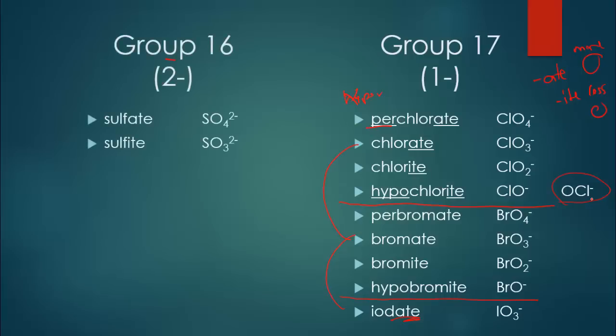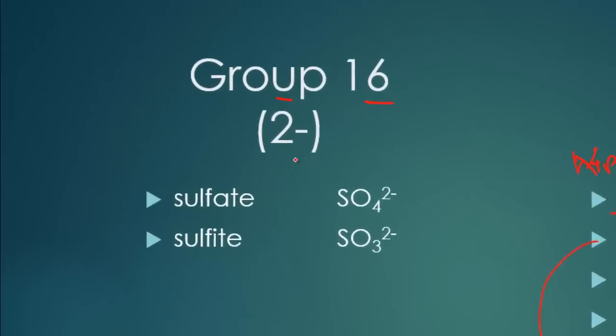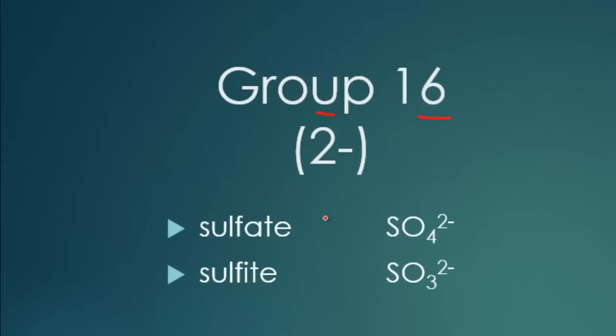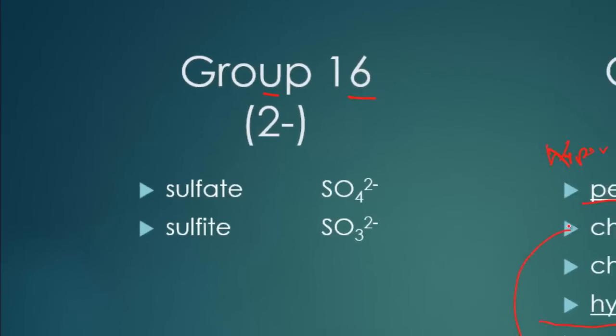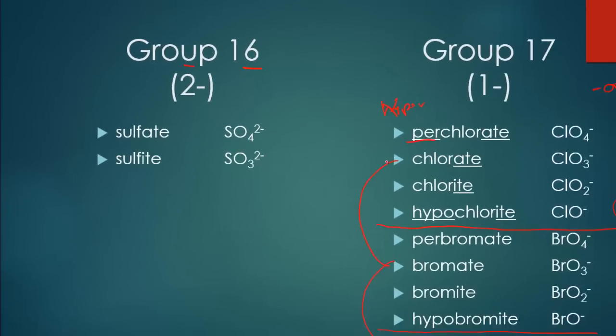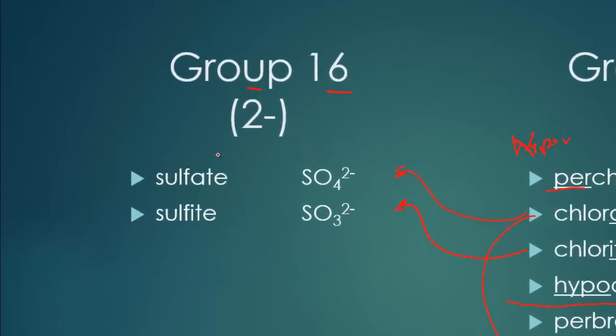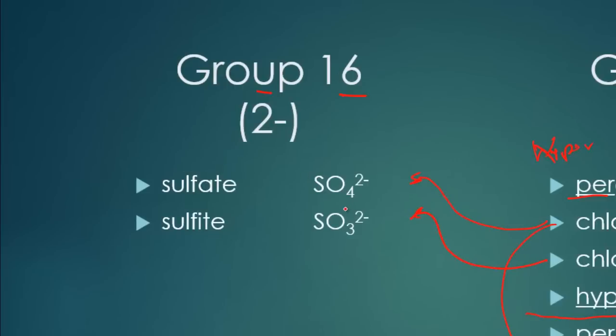Now if we slide over to group 16, remember group 16 has 6 electrons. They gain 2 more, 2 minus. Our group 16 polyatomic ions are sulfate and sulfite. Notice how the ate version went from having 3 oxygens to now having 4, and the ite version now has 3 here. So it's just a little bit of a difference there. Sulfate, sulfite: the most has 4, and the lesser one has 3. So SO4 2 minus, SO3 2 minus.